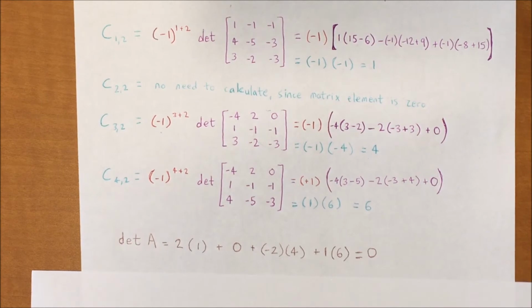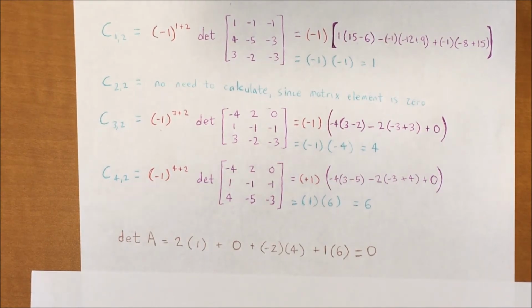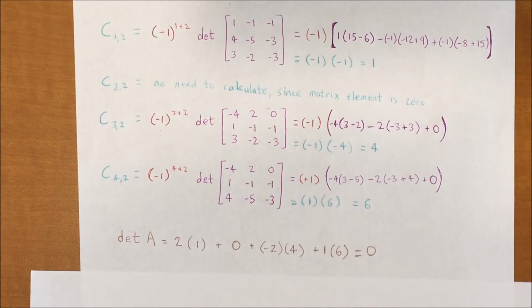Here is the last step. Determinant A is equal to 2 times 1 plus 0 plus -2 times 4 plus 6. And then this should give you 0. If you get this one, you are so good.